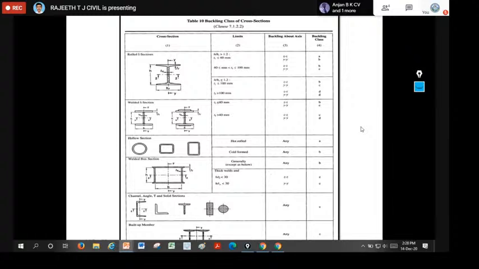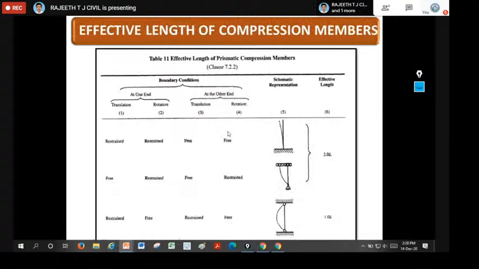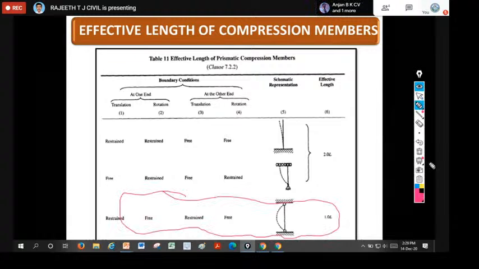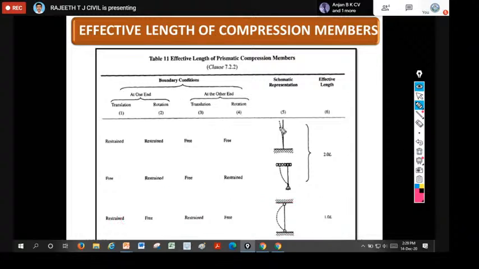Okay, so next, one of the important parameters in compression members is the effective length. They will give the effective length parameters according to the code. For any column, there will be two ends. Based on the end restraints or boundary conditions given to the column, we can calculate the effective length of the column here.